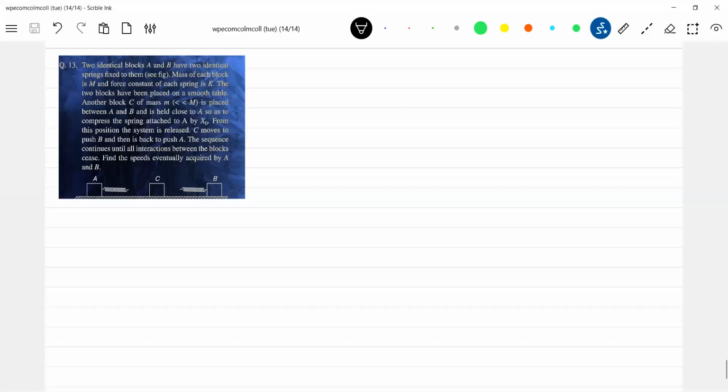Sequence of diagram. The rest everything you can manage very clearly. This is the block M. It is compressed so that here spring force kx naught will act, and the block B is still at rest.